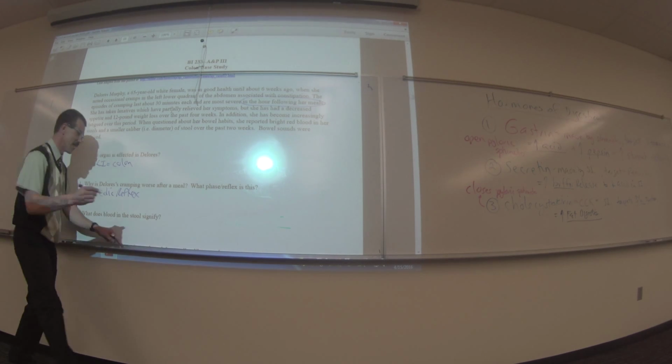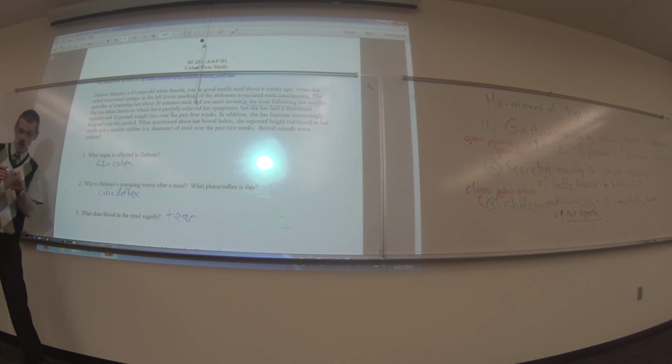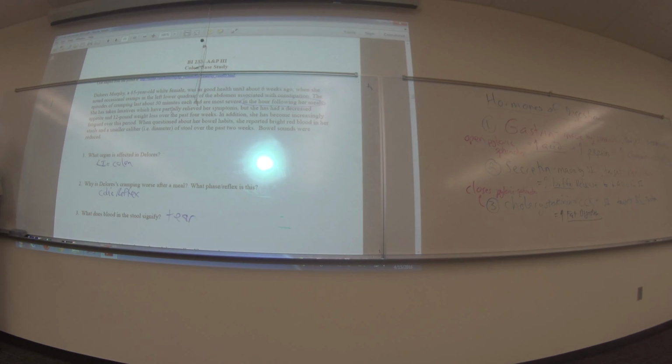What does blood in your poo signify? Rip, a tear, damage. Should there be blood in your poop? No. Remember the large intestine should absorb into the blood, not add blood out. Right? That's called a hemorrhoid or a tear or a fistula. So she's doing something that's tearing her large intestine, so she's bleeding when she poops. Make sense? That's bad. Now we have to figure out this part.